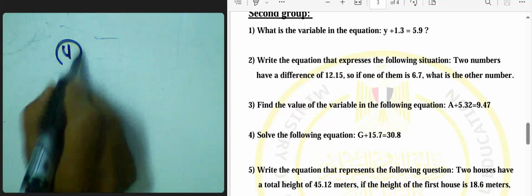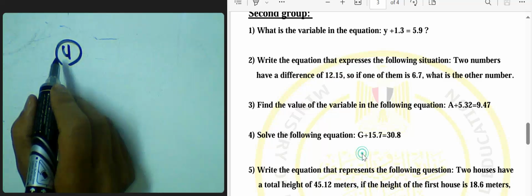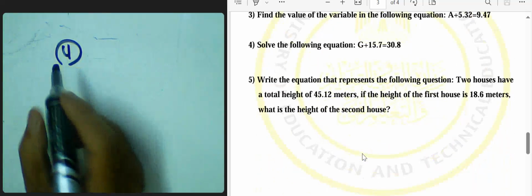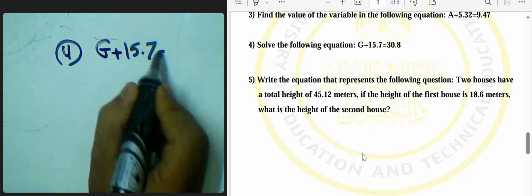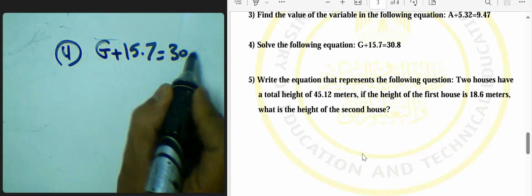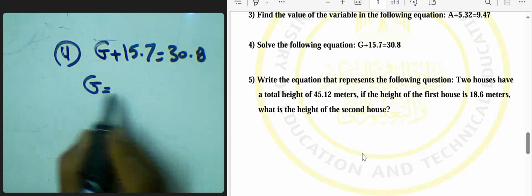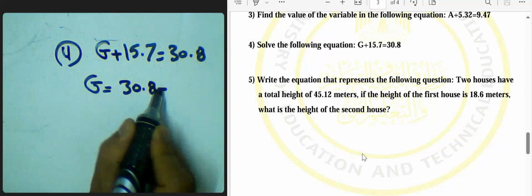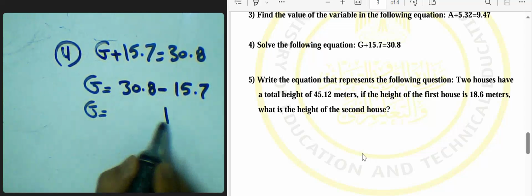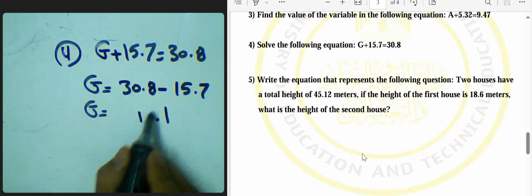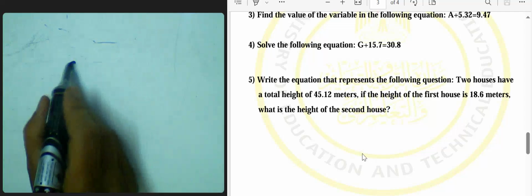Question number 4. Solve the equation here. We have j plus 15.7 equal 30.8. To find the value of j, find the difference. 30.8 subtract by 15.7. 8 minus 7 is 1, and 30 minus 15 will be 15. Then the result will be 15 hundredths.